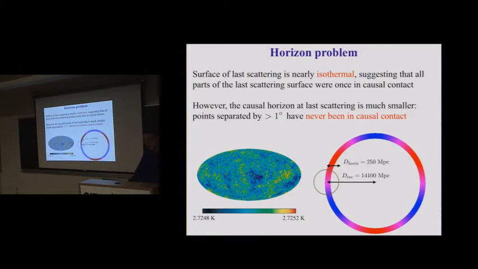But the causal horizon, when the CMB was generated at last scattering, is much smaller than this. It's around, say, 250 megaparsecs, corresponding to an angle of around 1 degree on the sky. Points that are further separated than that have never been in causal contact. In fact, with modern data, we could state the horizon problem in an even stronger form. If we plot the angular correlation function of the fluctuations, it's non-zero at separations above 1 degree, which proves, at least statistically, that points separated by outside the causal horizon depend on each other statistically. The fluctuations over here, their detailed statistics depend on what the fluctuations over here are doing.